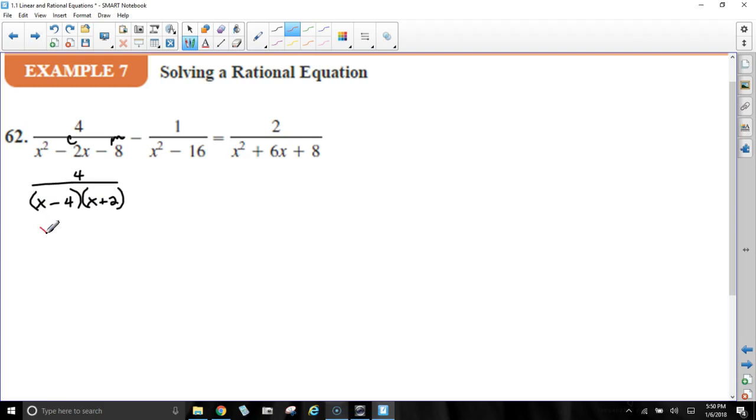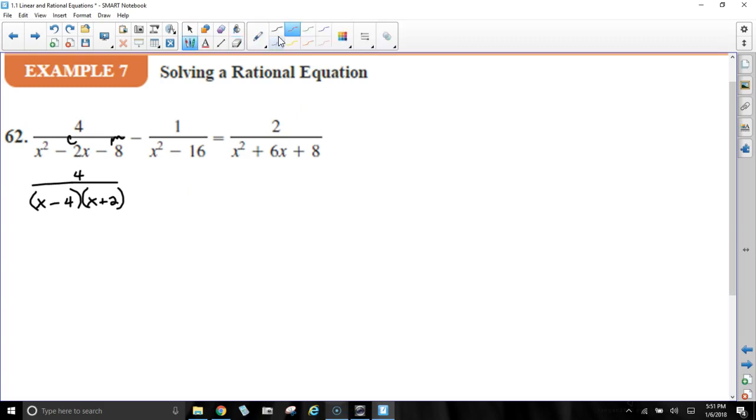X times x is x squared. Outer times outer is a positive 2x. Inner times inner is a negative 4x. And last times last is negative 8. Then when you combine these terms, 2x minus 4x is a negative 2x. So x squared minus 2x minus 8, that is exactly what we have up here. Therefore, that is how that would FOIL. Okay? Let me erase that.